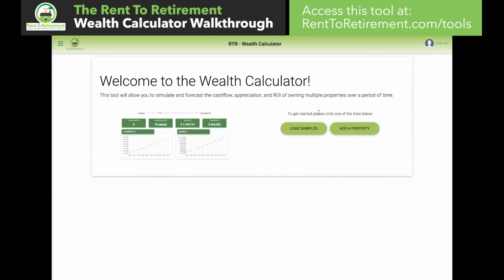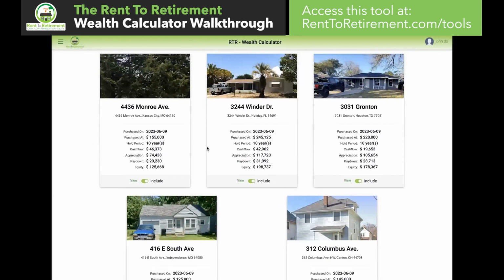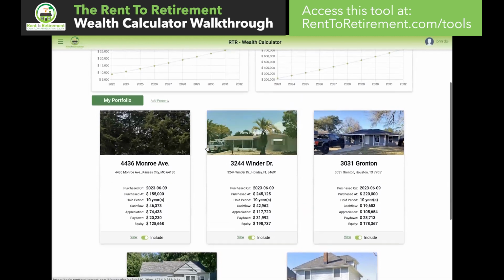Before you get started, if you want to play around with the calculator, you can load samples. We have samples already built in here for you just to show you an example, or you can start from scratch and add your own property. So I'm going to go to add property, but again, if you want to load samples, you can go in and delete those later. I guess maybe we'll start there. This is 5 properties. These are actual deals that we've done in the past. These are just on here to give you an example of what this would look like.